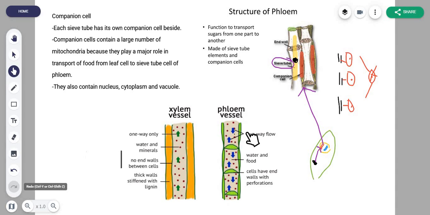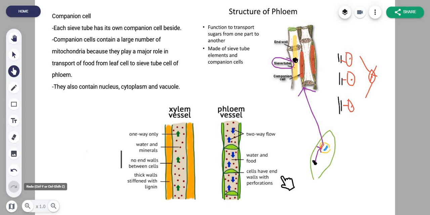And regarding the phloem vessel, there's two-way flow, as we'll be talking about in the next video. So you can travel up and down both, and it does contain some water, but mostly food, because that food is dissolved in the water, but not much water.